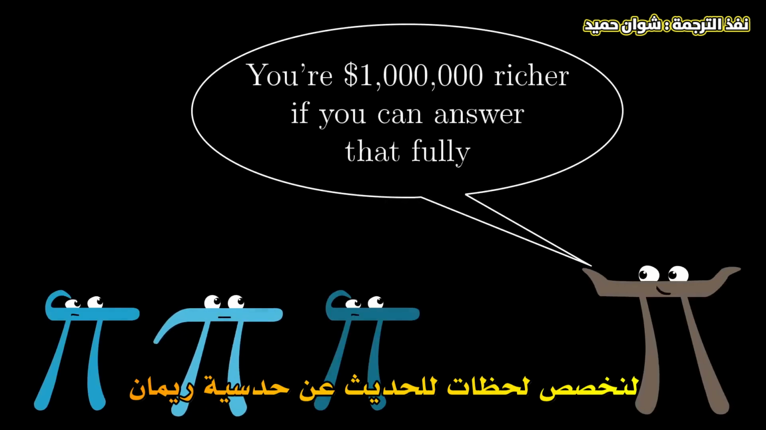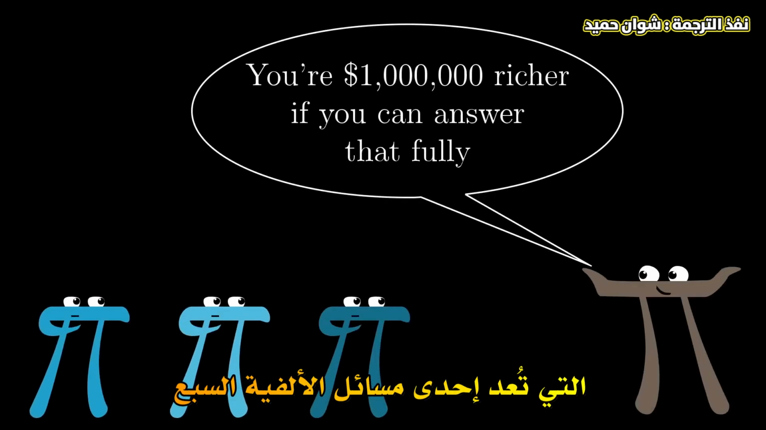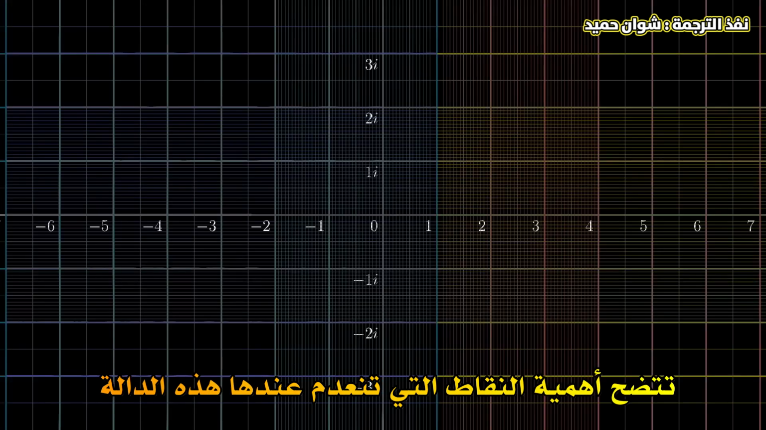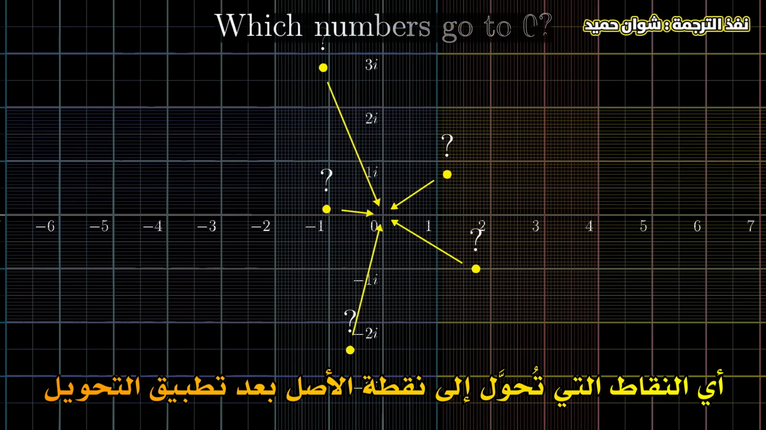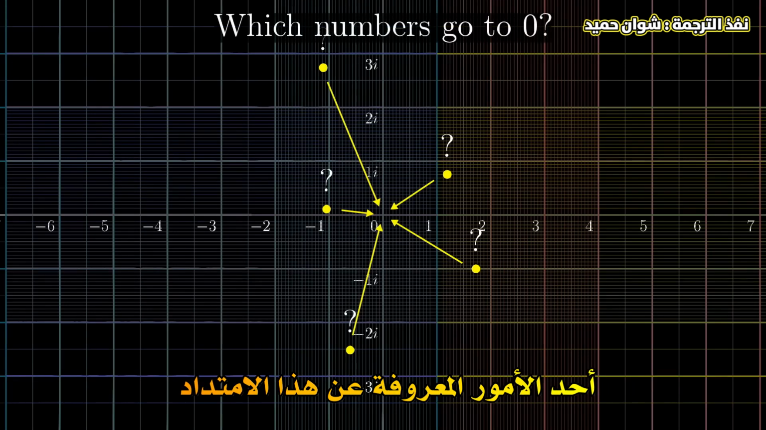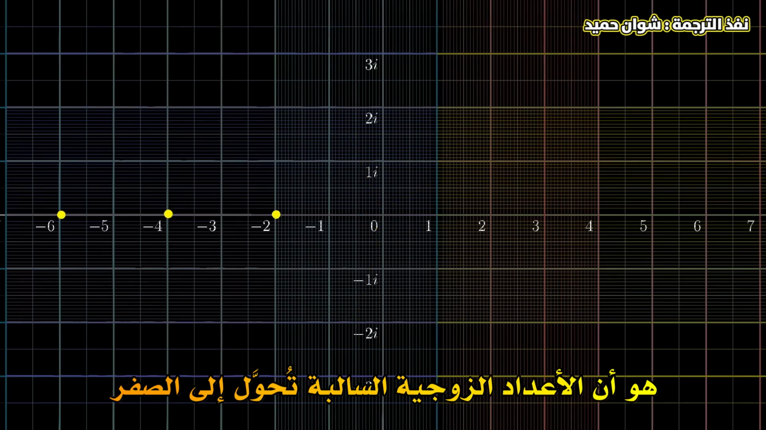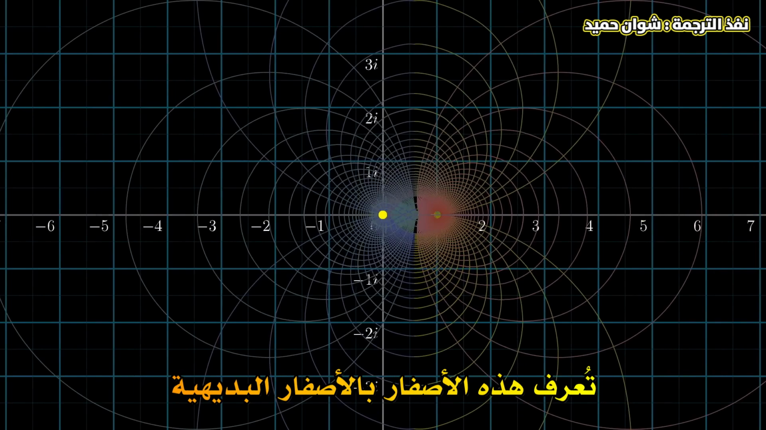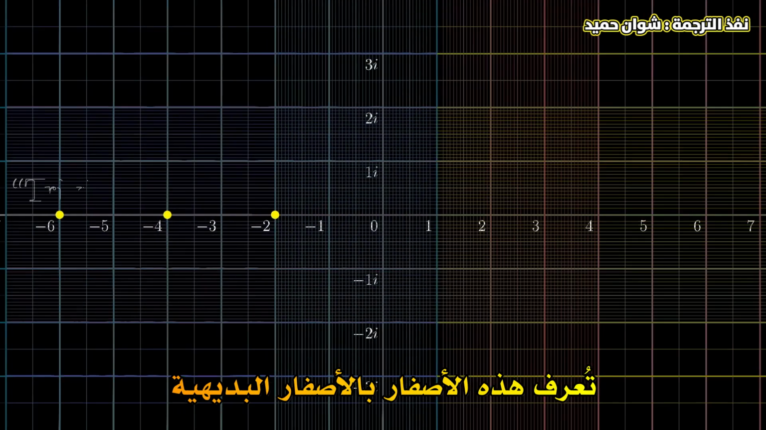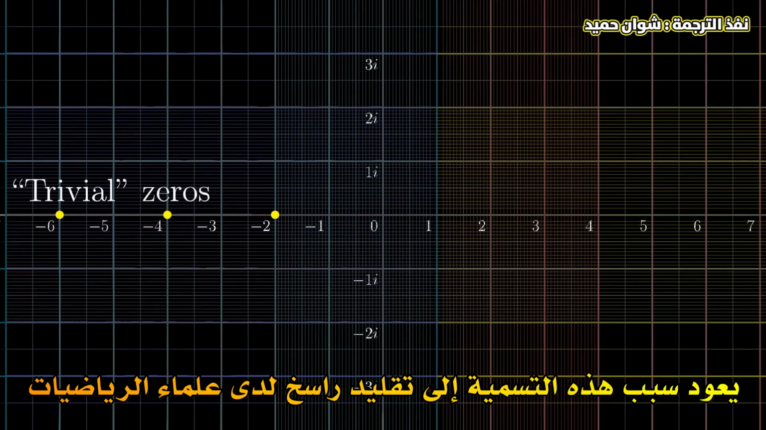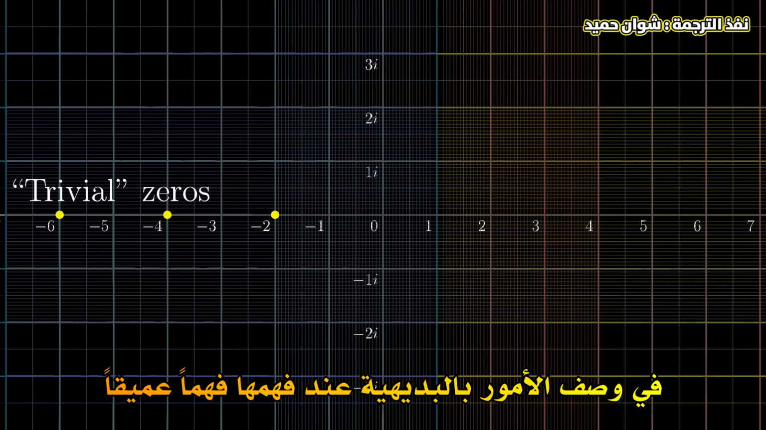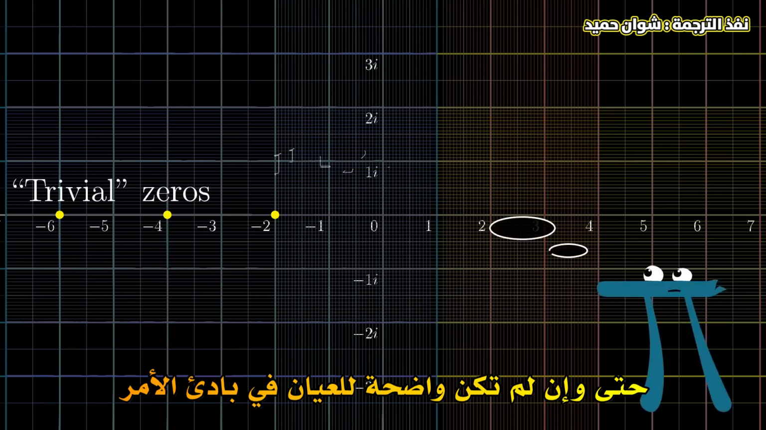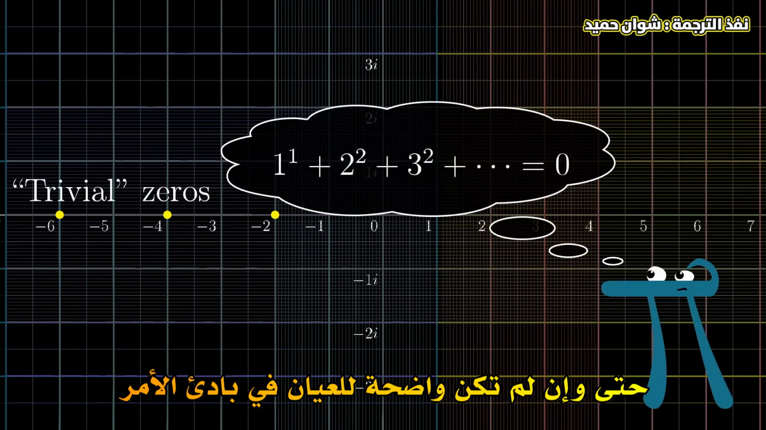Let's actually take a moment and talk about the Riemann hypothesis, the $1 million problem. The places where this function equals 0 turn out to be quite important. That is, which points get mapped onto the origin after the transformation. One thing we know about this extension is that the negative even numbers get mapped to 0. These are commonly called the trivial zeros. The naming here stems from a long-standing tradition of mathematicians to call things trivial when they understand it quite well, even when it's a fact that is not at all obvious from the outset.